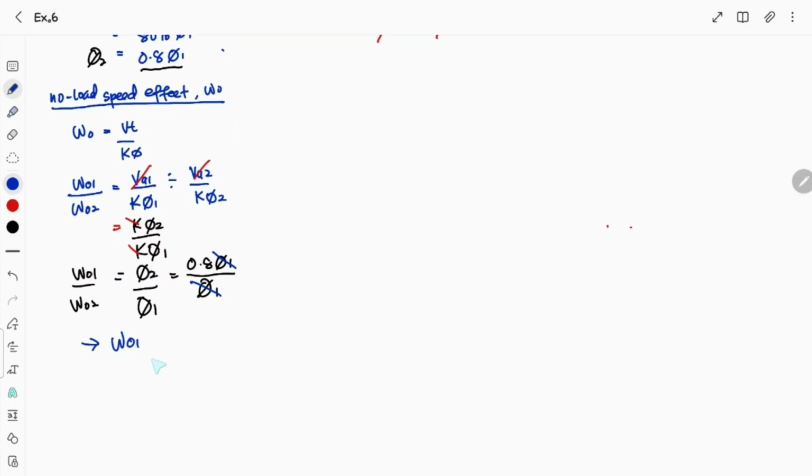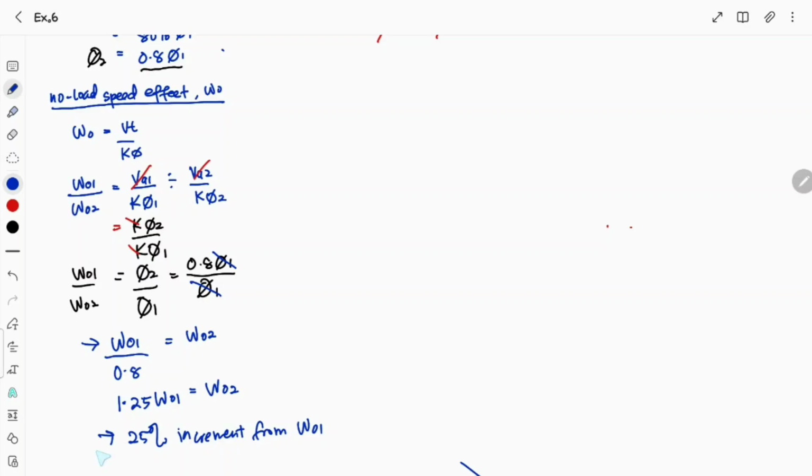So omega naught 1 over 0.8 equals omega naught 2. So 1 divided by 0.8 will give you 1.25 omega naught 1 with omega naught 2. So what does it mean? It means that it's 1.25, right? So it means that it's a 25% increment from omega naught 1. So 25% increment from no load speed.